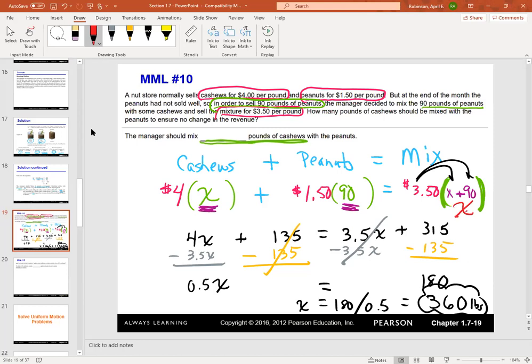But then this would have to be X minus 90. Sorry about that. Because if there were 90 pounds of peanuts, then the cashews would be the total mixture minus the 90 pounds that were peanuts. So you have to look at what they're asking you to find and where you're going to put your X. It still would have solved out the same.